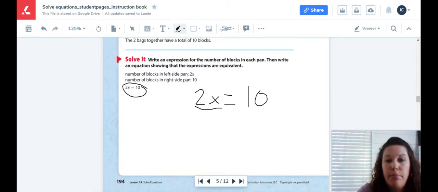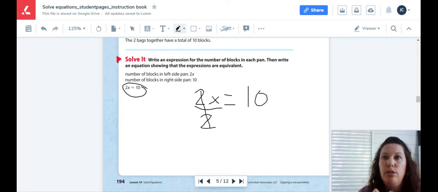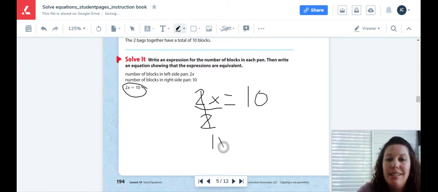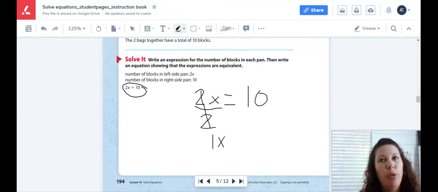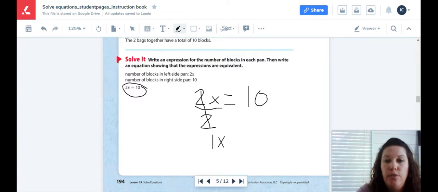And we're going to do the same number, because when we do that, what does 2 divided by 2 become? 1x. And 1x is the same thing as x, because 1 times anything is that same number. So whatever we do to one side, we have to do to the other. So if I divided by 2 on this side of the equal sign, I have to divide by 2 on the other side of the equal sign.